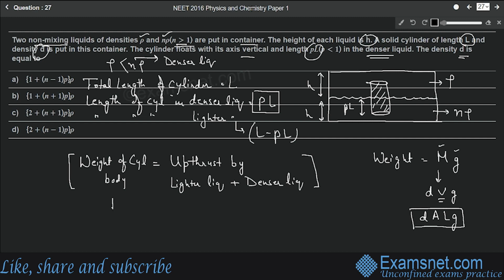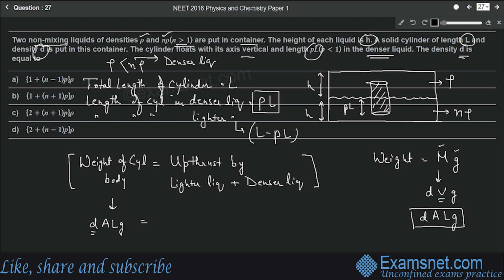So let's put it here. Weight of the cylindrical body will be equal to d A L g. Similarly, we'll put the same formula for the upthrust provided by the lighter liquid and denser liquid. Upthrust means the weight of the liquid displaced. So what will be the weight of the lighter liquid displaced? Same formula. First we'll write the density, then area, then length, then acceleration due to gravity.